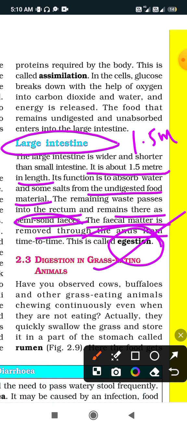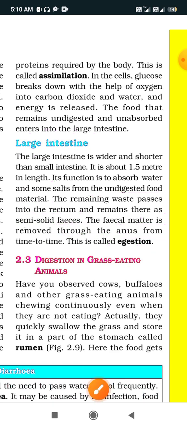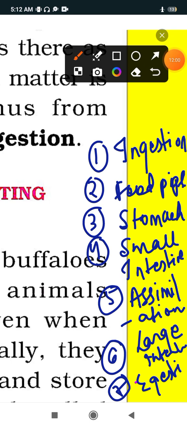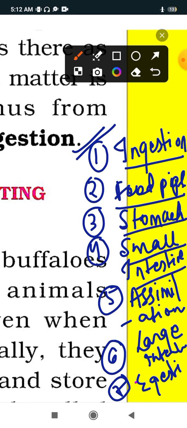So the process of digestion is clear, student? So what is the process of digestion? This is the process of digestion. Clear? First is ingestion, then food pipe, then stomach, then small intestine where the assimilation takes place, then large intestine, then egestion of food through the anus. Clear? So this is the sequence of digestion in the human body.